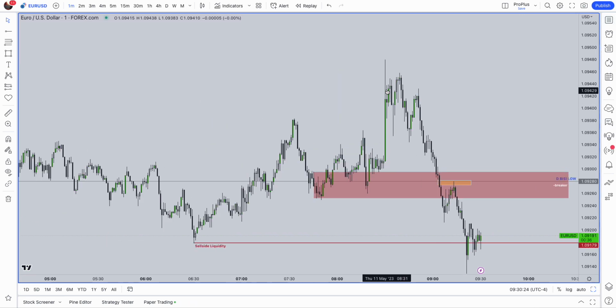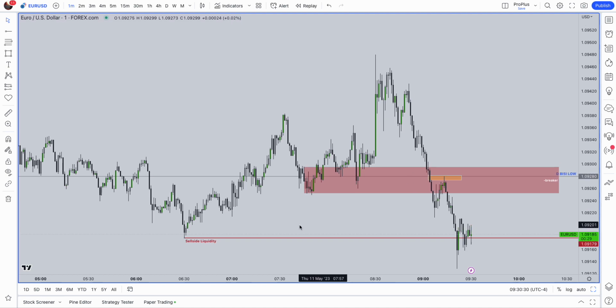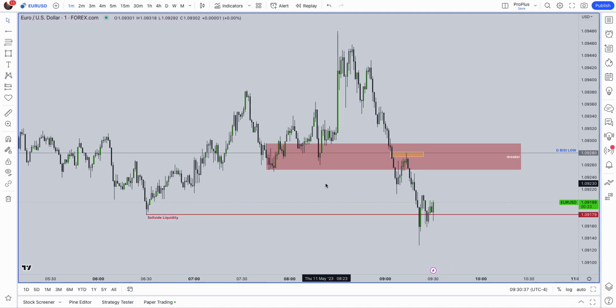USD pushed up with the news, and then the dollar touched, found support in the weekly opening gap, and it started trading lower. Once it made a new high and then a lower low, this here is a breaker, a bearish breaker. This is sell side liquidity here, so that was the draw on liquidity for me.